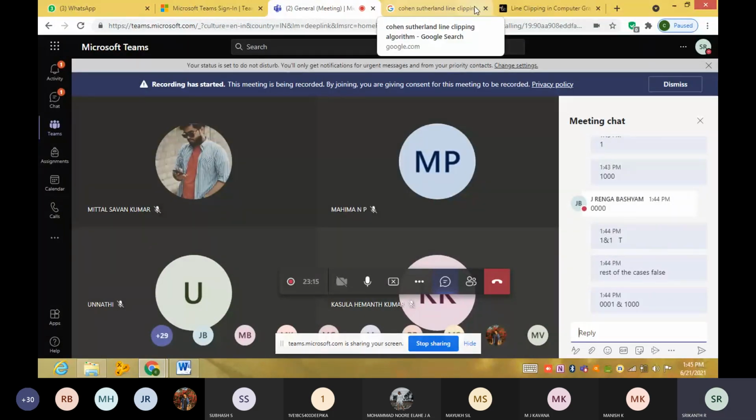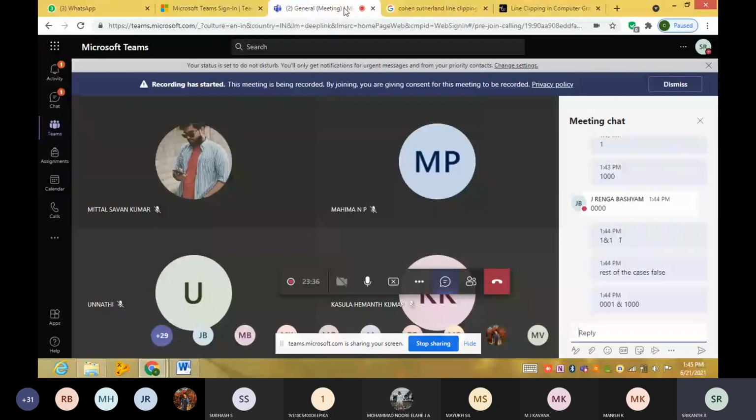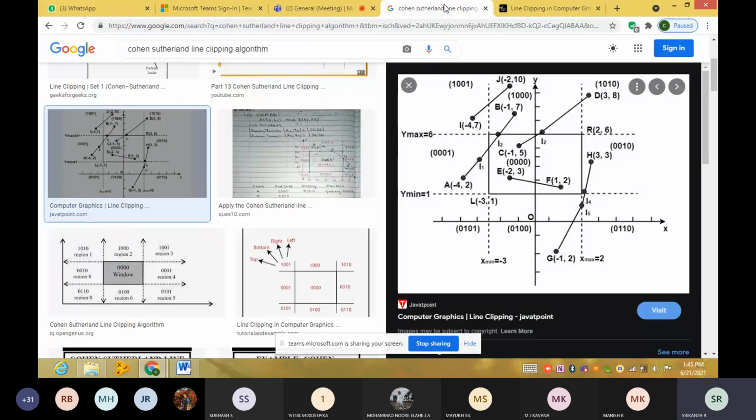Now do one thing. You take the line from E to F. E is 0000 and F is also 0000. If you make the AND of 0000 and 0000, what result will you get? What is the result of this one? E to F. You'll get 4 zeros as a result, right?